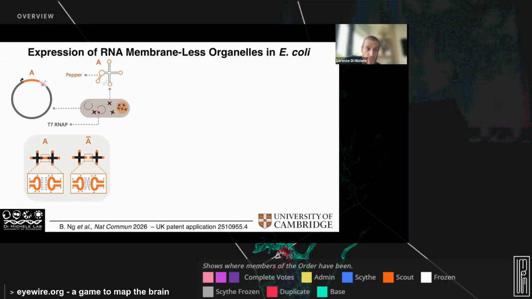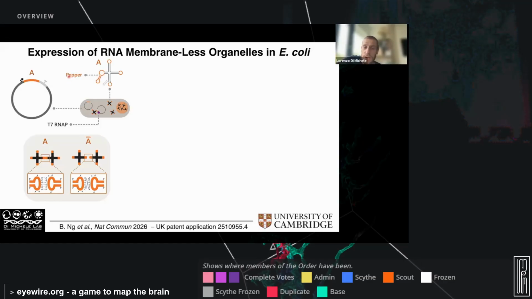You need to introduce a terminator domain. We change a little bit the design of the A nanostar. We switched the malachite green aptamer because the dye of it is toxic for the cell, so they don't like it, with another aptamer called pepper, which is well tolerated. And then you put this into the cells. And we have two different designs.